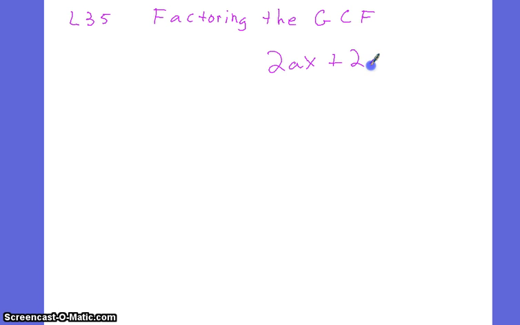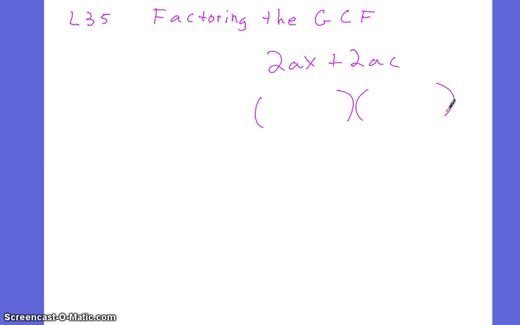Okay. Lesson 35 is factoring the greatest common factor. And then we'll move on to canceling. Factoring is the process of pulling out the greatest common factor that we can later multiply back into. It's like, well, why do we do this? Well, this is really fun stuff, and you'll find out why we do this later. But for right now, let's have some fun with it.